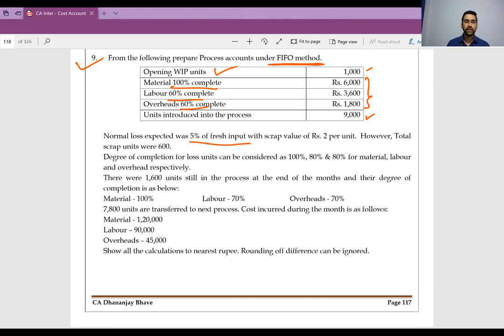Scrap value 2 rupees. However, total scrap units were 600. In the calculator, 9,000 input into 5% should have been only 450. But total scrap units are 600. What does it mean? The balance should be abnormal loss, correct? Degree of completion for loss units can be considered as 100, 80, 80 for material, labor, and overhead respectively.